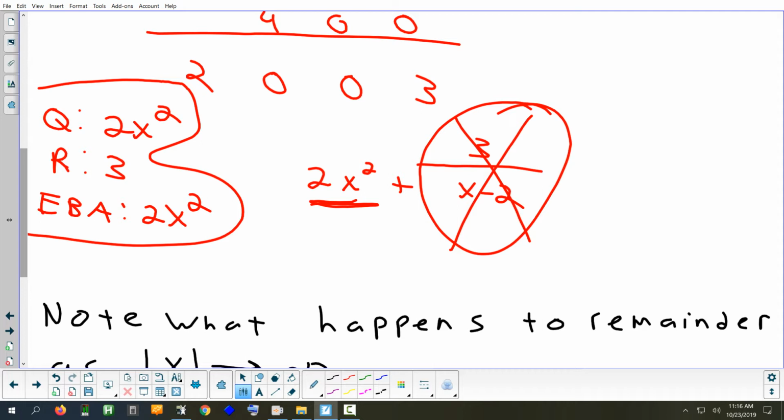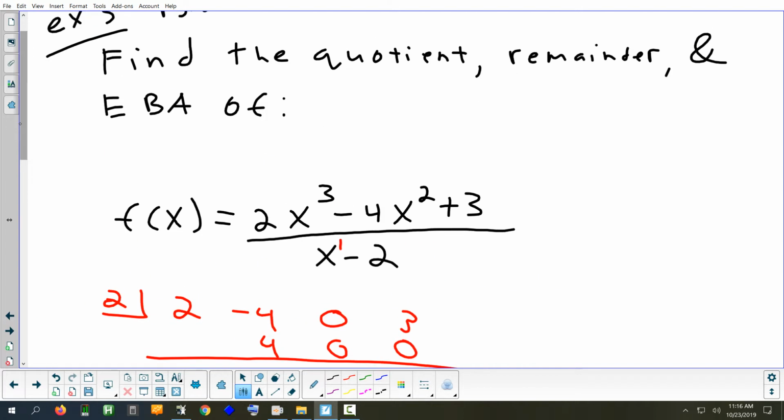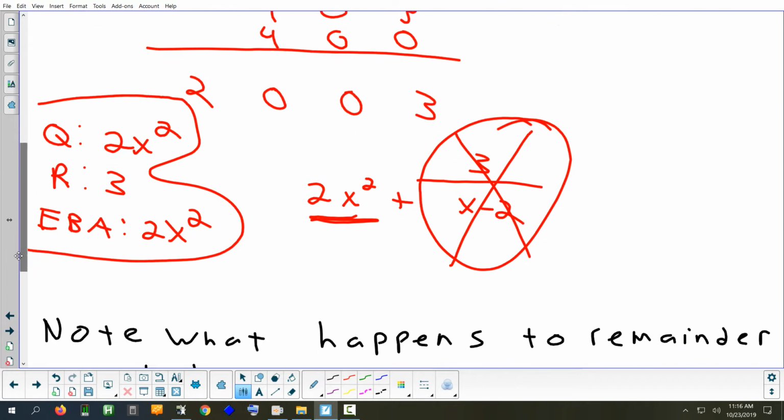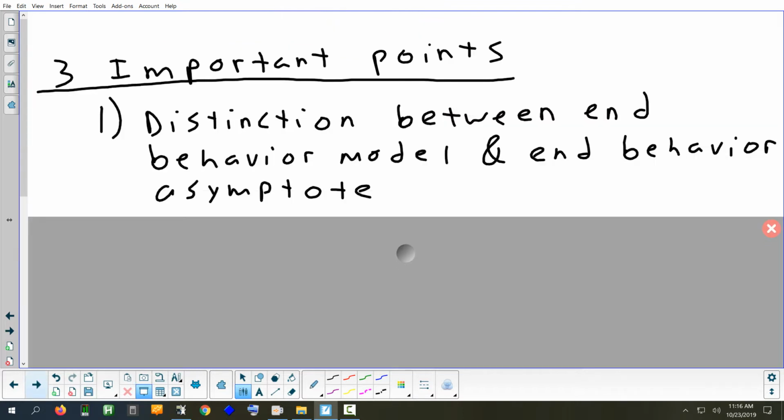Quotient, remainder, EBA. All right. We're actually going to be sketching this one eventually. So we're kind of building up to sketching it by doing everything we need in pieces. All right. So first of all, there's a difference between an EBM and an EBA. EBM is super easy to find. You just take the highest degree term in the top, divide by the highest degree term in the bottom. That's the EBM. The EBA, a little more complicated to find. It only applies when the degree in the top is larger, and you have to use long or synthetic division.